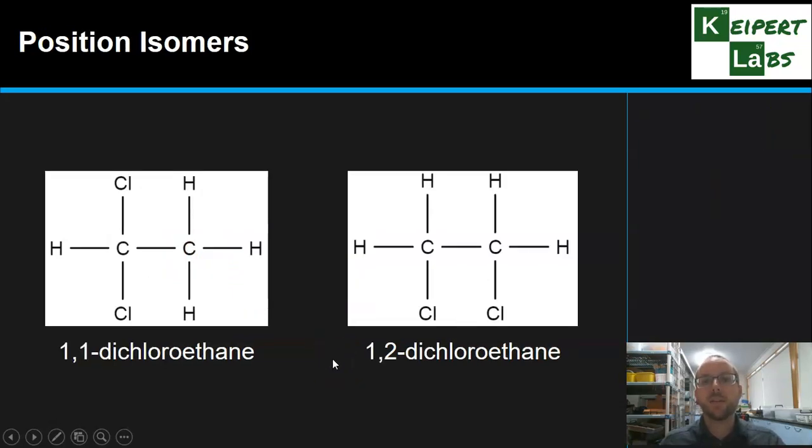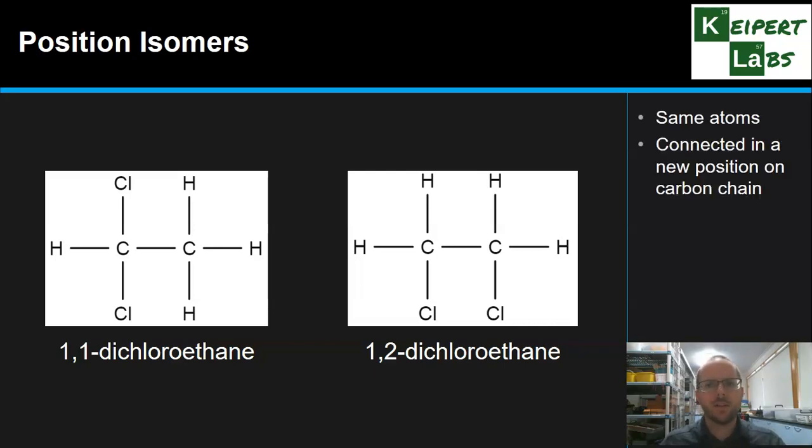Now we come to think about position isomers. As the name might lead you to expect, these differ in the position of certain types of atoms in the structure. We have the same atoms, but particular functional groups or atoms are connected in a new position on the carbon chain, and they don't change the functional group of that compound.